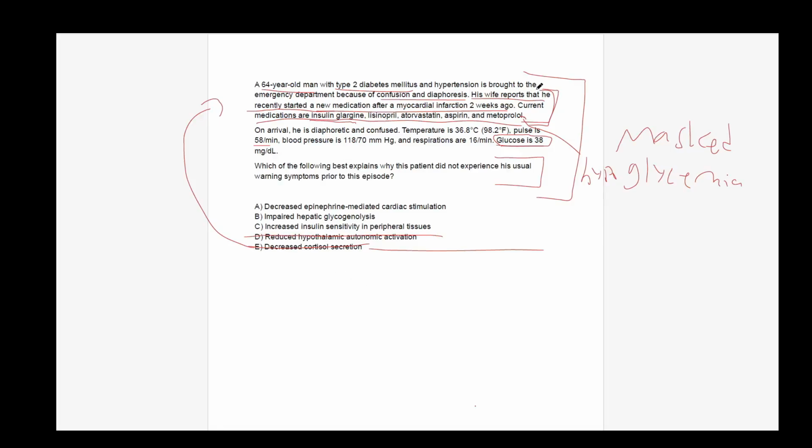Like I said, guys, very simple. Focus on what the question is giving you. They're giving you a good portion of the medication. They list out all his medications. It's going to be a medication problem.